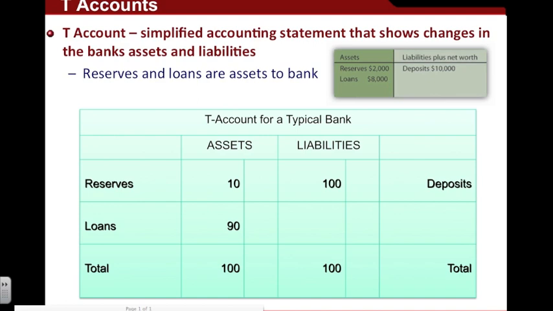Okay, so a T account represents reserves and liabilities. Reserves and loans are assets to the bank. That means that they have a claim to those things and they represent value to the bank. A liability, on the other hand, represents money that they owe to some depositor. So they are liable. They are responsible for this money.